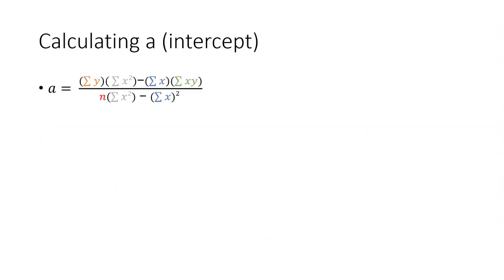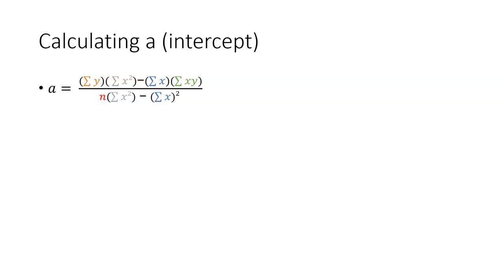We then take these values and we use them to calculate the intercept. The intercept equals, on the numerator, the sum of Y times the sum of X squared minus the sum of X times the sum of XY. In the denominator, we have the number of data points times the sum of the X squared values minus the sum of the X values squared.